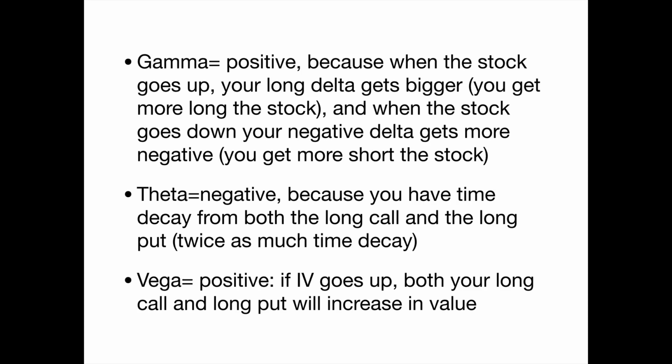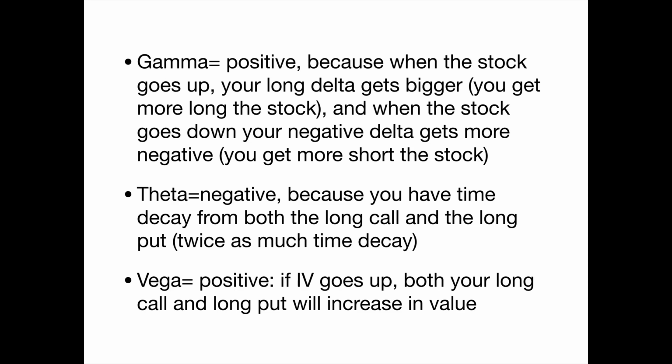Just like with a long straddle, a long strangle will have a positive gamma. And this is just because it's the same reason: when the stock goes up a lot, the long delta of your long call is going to get bigger. So you're going to get more long the stock, the more the stock goes up. And likewise, when the stock goes down, the negative delta of that long put is going to get more and more negative. It's going to approach -1 or -100. And so you're going to get more short the stock.